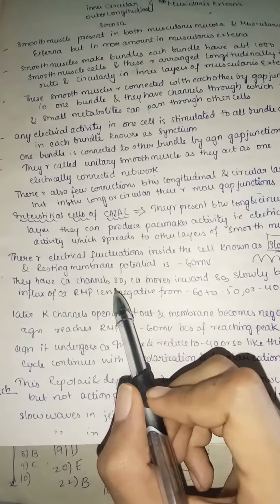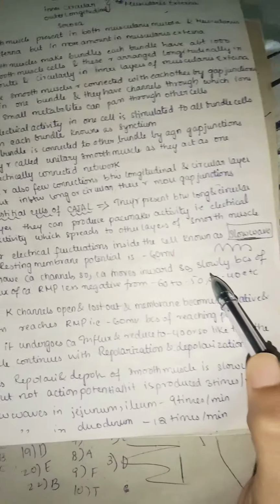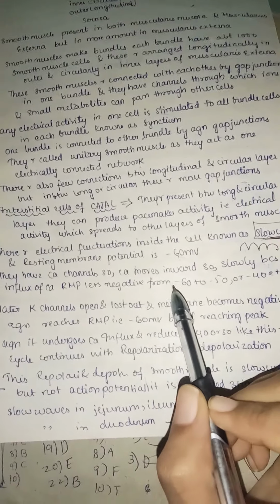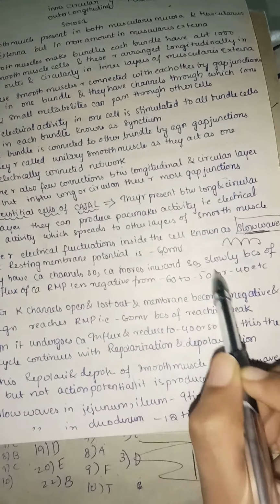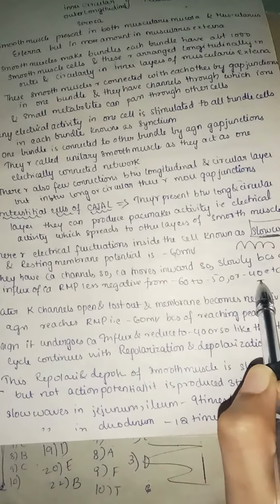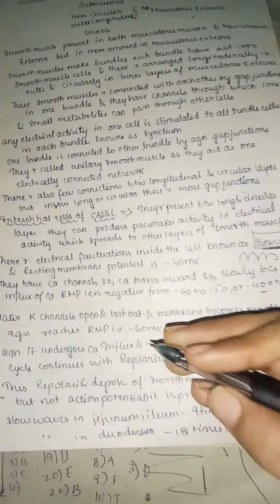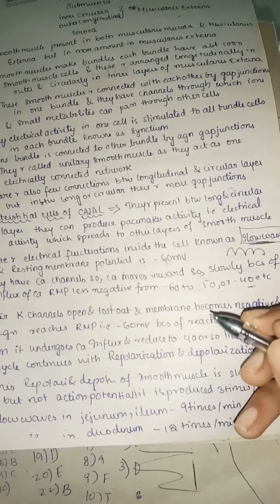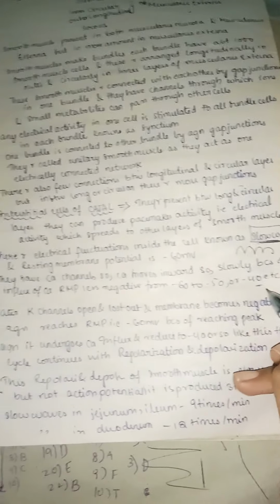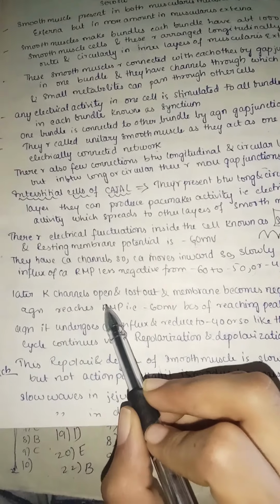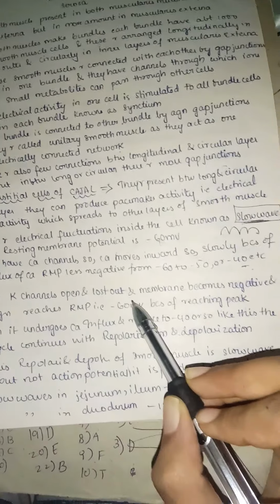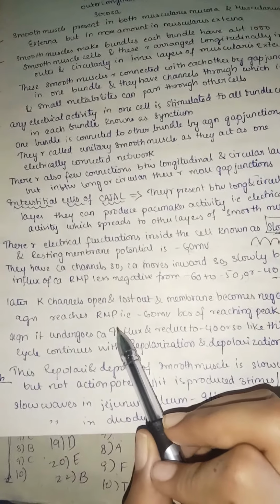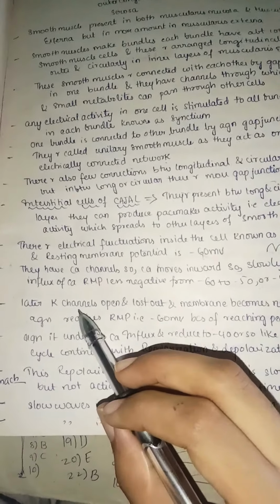They have a calcium channel, so calcium moves inward slowly. Because of the influx of calcium, the RMP becomes less negative, from minus 60 to minus 50, or even minus 40. Calcium is a positive ion. If a positive ion is coming inside, the cell becomes less negative, right? Later the potassium channels also open and potassium moves out, so the membrane becomes negative and again reaches the resting membrane potential. So potassium channels open.